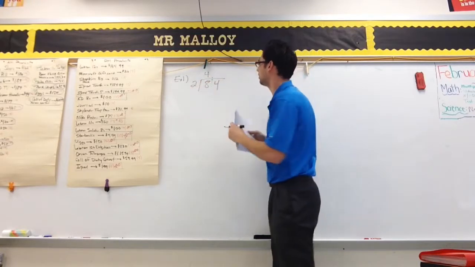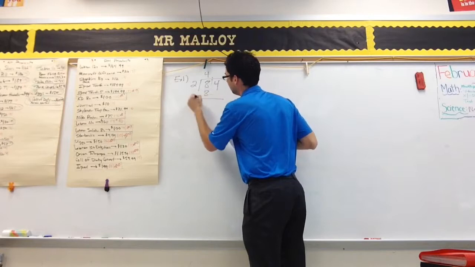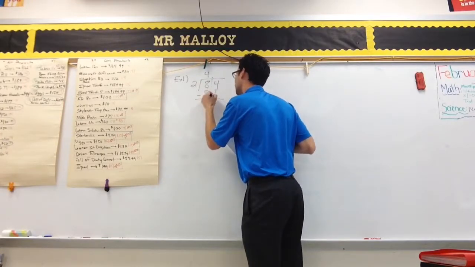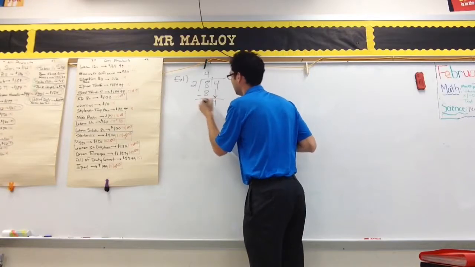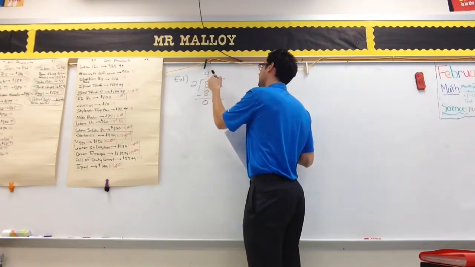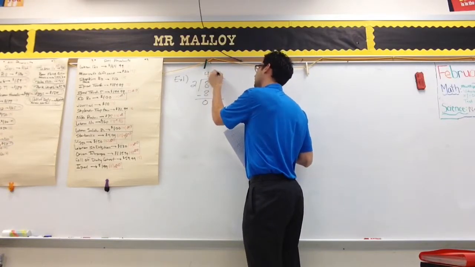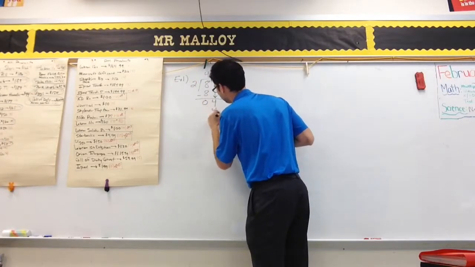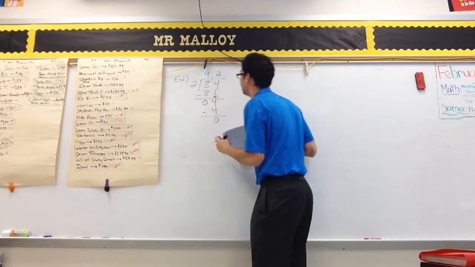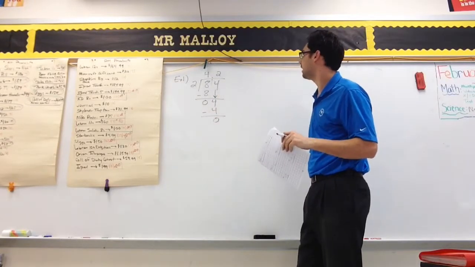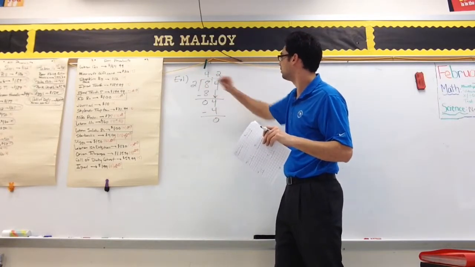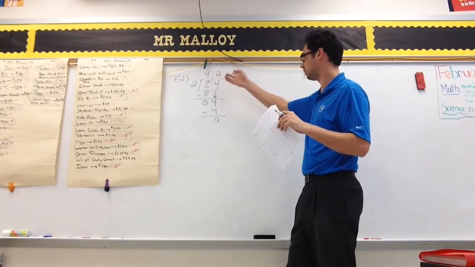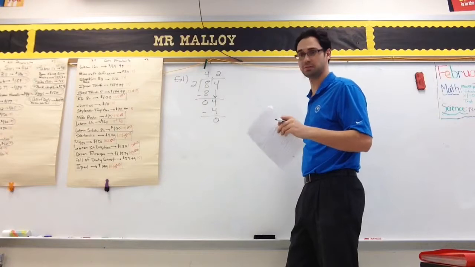4 times 2 is 8. 8 minus 8 is 0. Drop down the 4. 2 goes into 4 2 times. Since I'm dealing with that 4, my 2 needs to go here. 2 times 2 is 4. So my answer is 4 and 2 tenths. If you want to check it real quick, you could do 4.2 times 2.